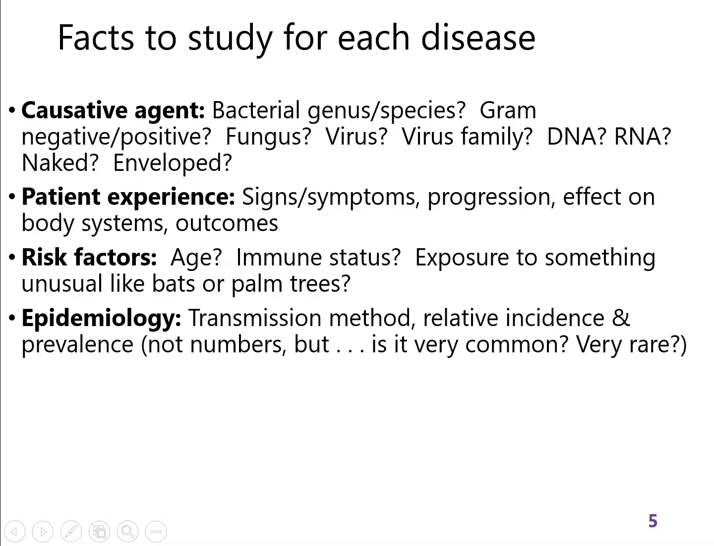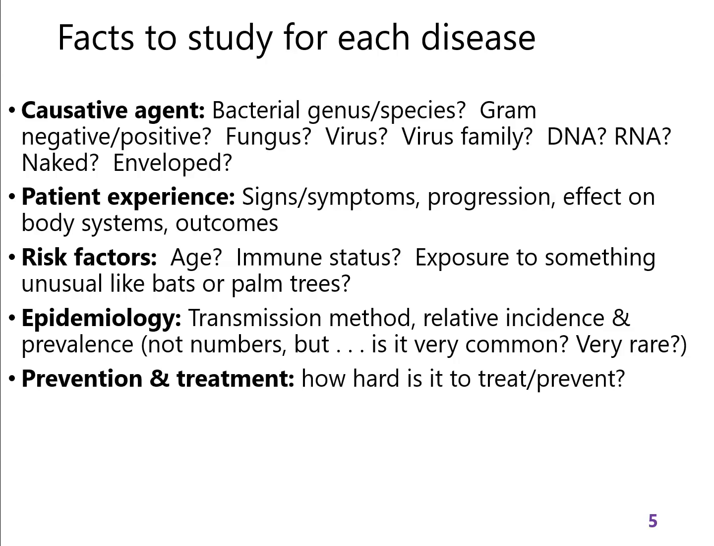The epidemiology is also going to be important. How common is it? How rare is it? Do you expect to see it in a clinic or don't you? How is it spread? What governs how common it is? So, is there asymptomatic spread? Is it airborne or droplet or contact or sexually transmitted? Those sorts of things. And then how do we prevent it? Do we have a vaccine? Do we have to just do things like social distancing?